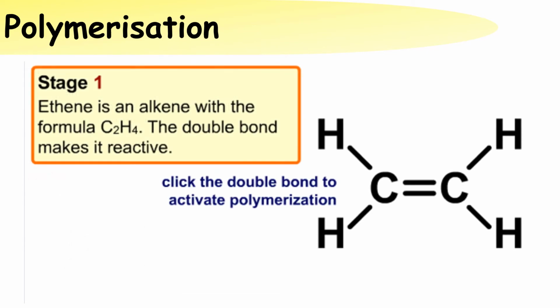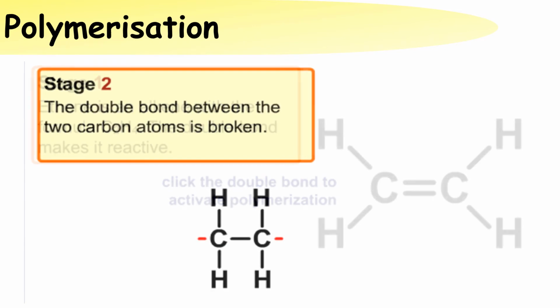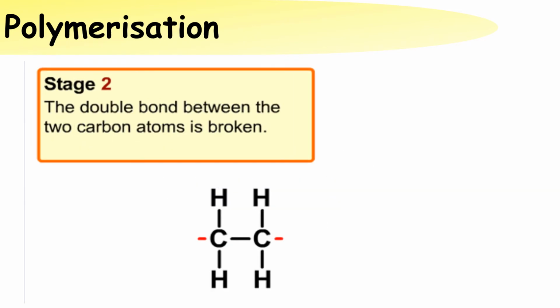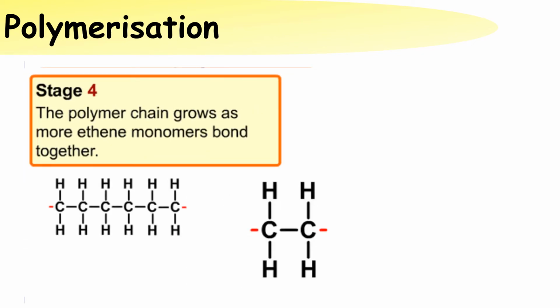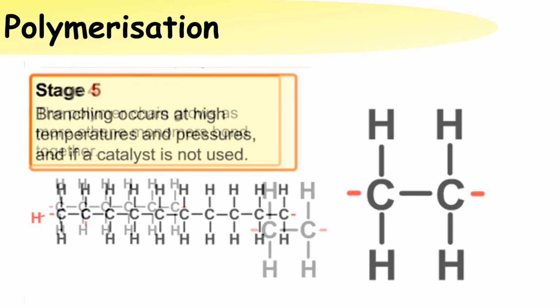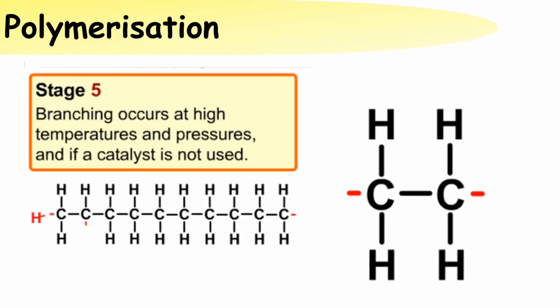During the process of polymerization, the first stage is that ethene, which is an alkene, with a double bond is pumped into the vessel. Because it has a double bond, it is reactive. The double bond between the 2 carbon atoms is broken by a high temperature that causes the atoms to vibrate until the bond breaks. Another ethene monomer bonds to the first one, which is called addition polymerization. The polymer chain grows as more ethene monomers bond together. Branching occurs at high temperatures and pressures if a catalyst is not used.